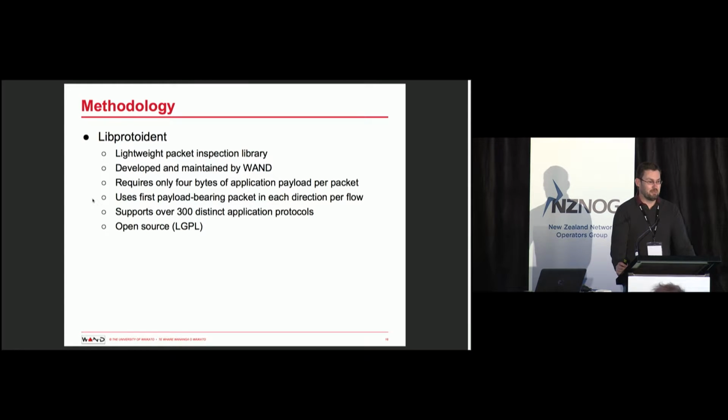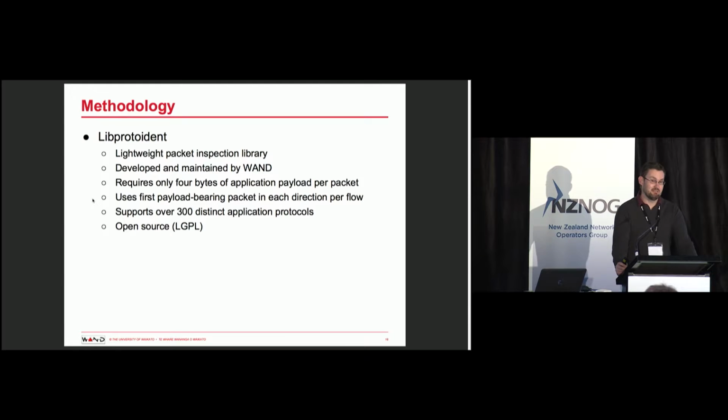It is a lightweight packet inspection library. And the key point of libprotoident over other sort of DPI style tools is that it only requires 4 bytes of application payload per packet. So we can operate on those truncated packets I was talking about earlier. We also ignore every packet that isn't the first payload bearing packet in each direction for a flow. So we're only analyzing maybe 15 to 20% of the packets in our trace file.